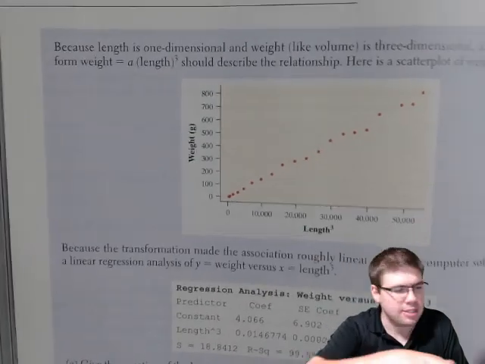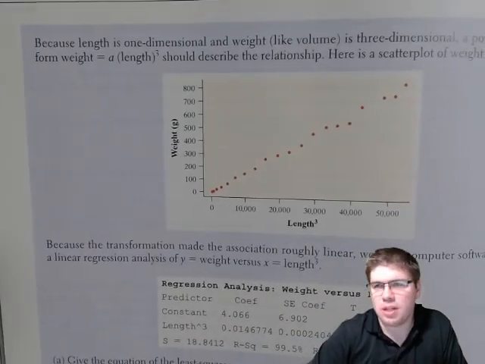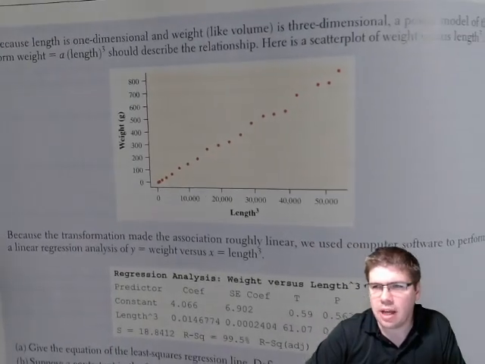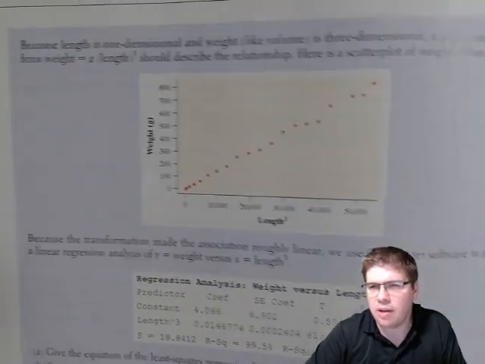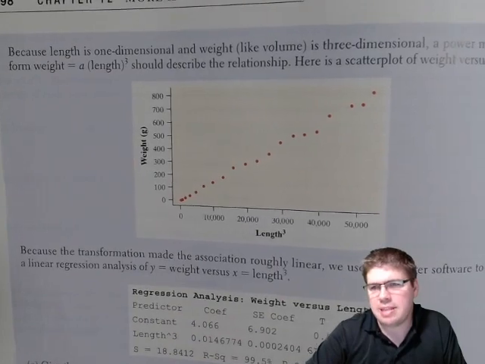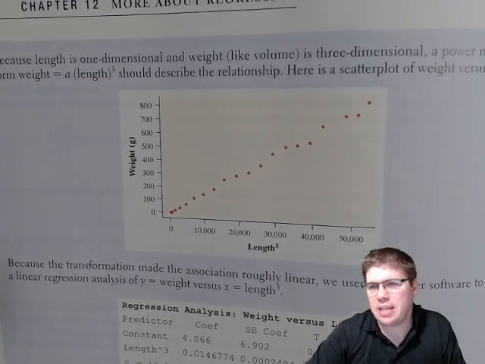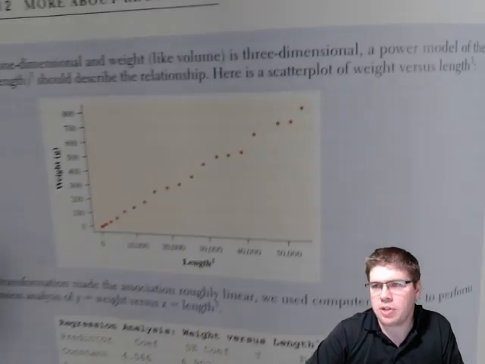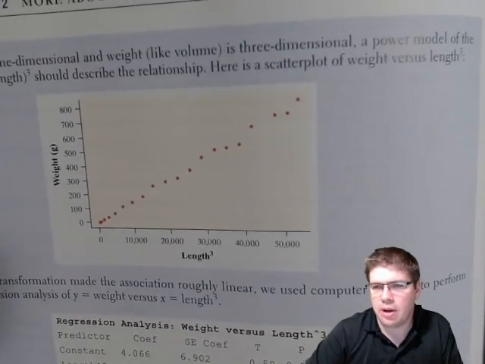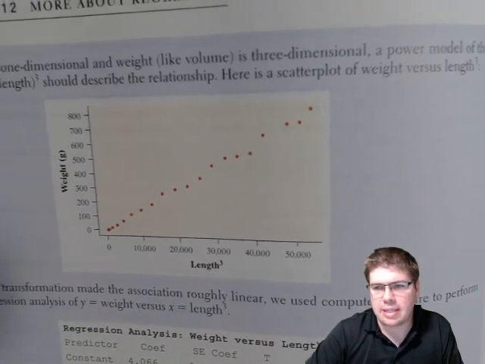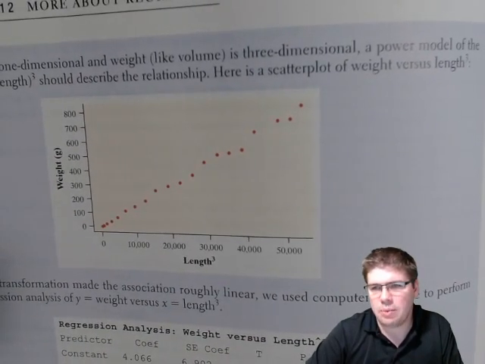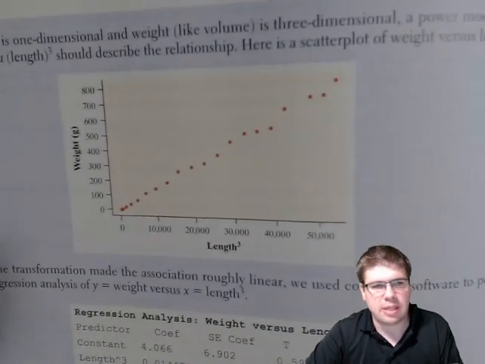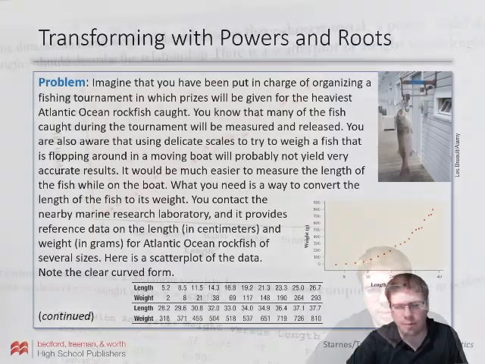Because length is one-dimensional and weight, like volume, is three-dimensional, a power model of the form weight equals a times length cubed, kind of like your density, should describe the relationship. Here's a scatter plot of the weight versus length cubed. Now on this x-axis we have length cubed and weight, and we actually see we have a linear relationship between length cubed and weight. And then we can get back to our slide here.